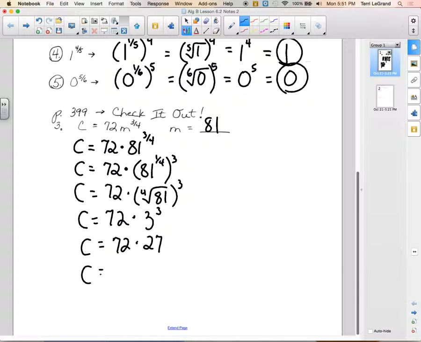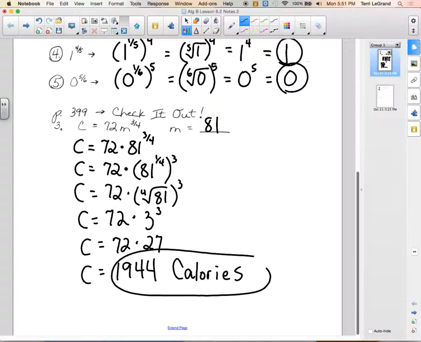And now we finally can do our multiplication, which is 72 times 27. I want your calculator for this one. 72 times 27 should come out to 1,944, and those are calories. That's how many calories our 81 kilogram panda needs for a day.